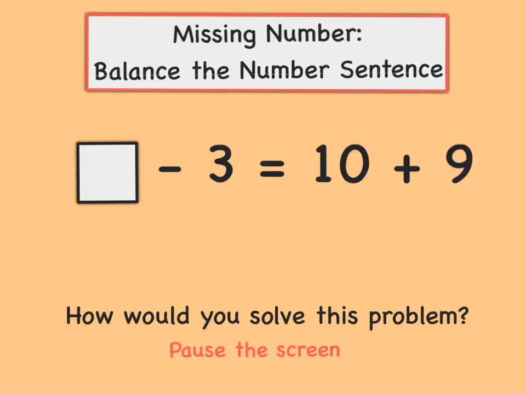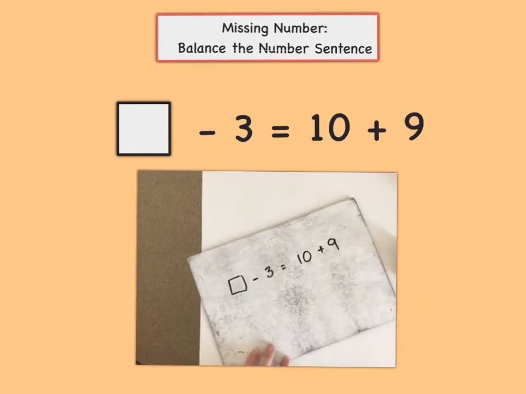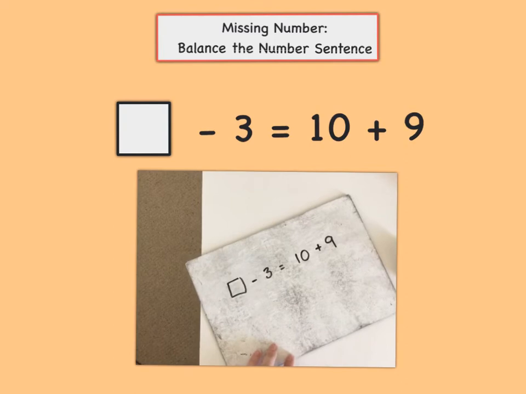Here's another balance the number sentence problem for you. You have something take away 3 equals 10 plus 9. Pause the screen here to see if you can solve it on your own. How did you do on this one? It's definitely a lot trickier.